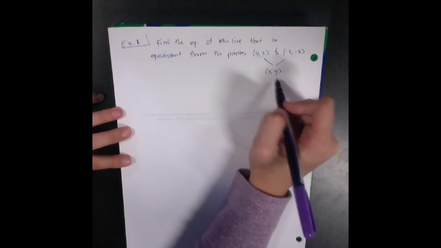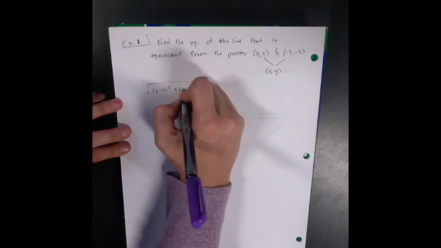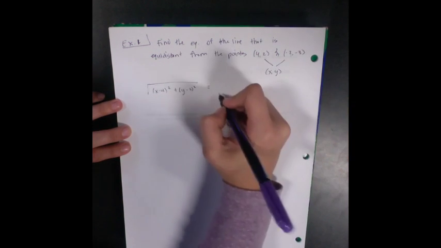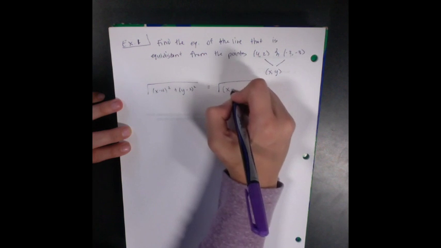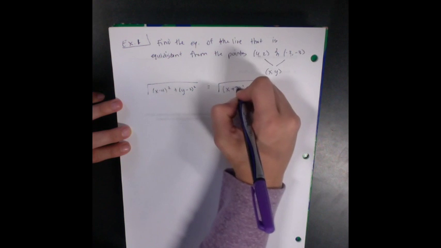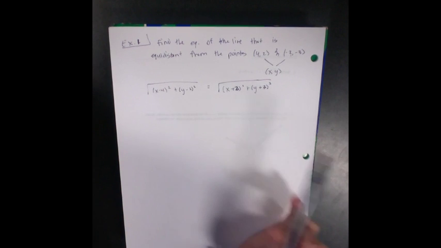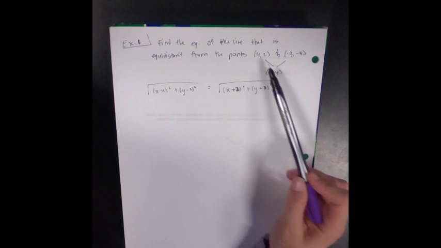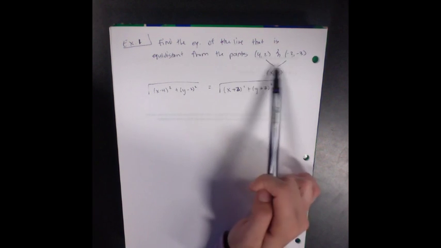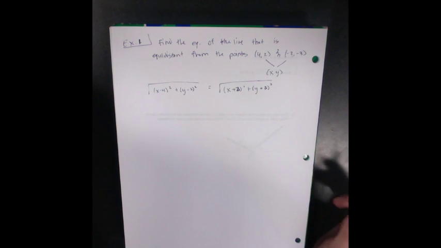Okay, so the distance from (4, 2) to (x, y) we know is the square root of (x minus 4) squared plus (y minus 2) squared, and the distance from (-2, -3) to (x, y) is the square root of (x minus -2) squared plus (y minus -3) squared. Now I set these equal to each other because the definition of a line is equidistant, right? The equation of the line that is equidistant from these points. So the distance from here to here is the same as from here to here. So I set them equal to each other.